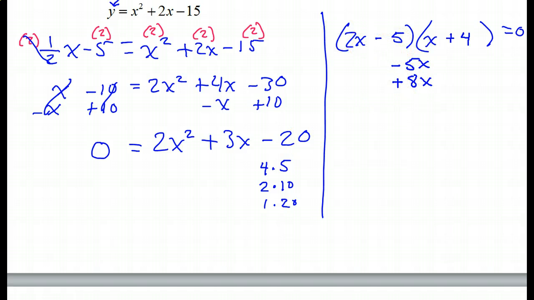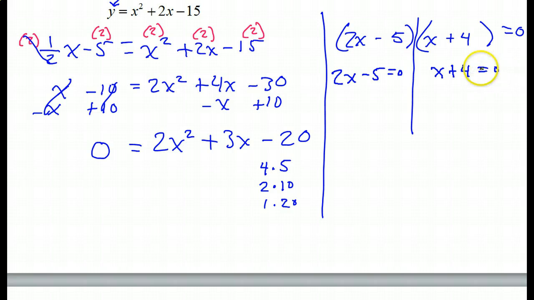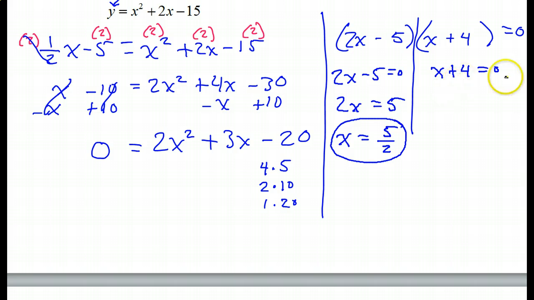Now I'm just going to set these factors equal to 0. So 2x minus 5 equals 0, and x plus 4 equals 0. Adding 5 to both sides gives me 2x equals 5. Dividing by 2 gives me x equals 5 over 2. It's a fraction, but that's okay. Subtracting 4 from both sides gives me x equals negative 4. So these are my two x values.